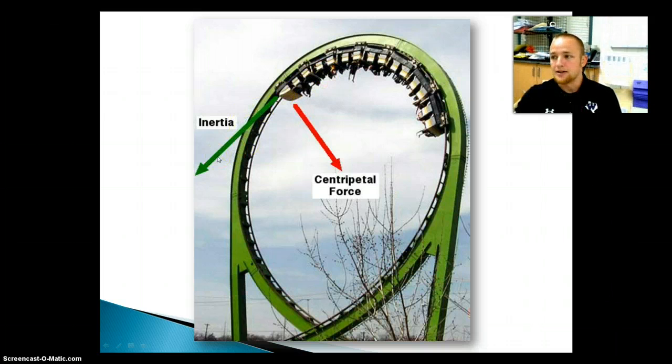Another good example of centripetal force is the gravitron ride at the carnival, the one that makes you throw up all the time. It spins in a fast circle. So the ride pushes you toward the center, and that's the agent for your centripetal force.